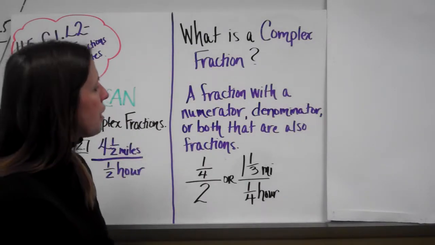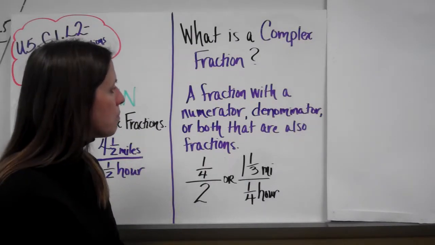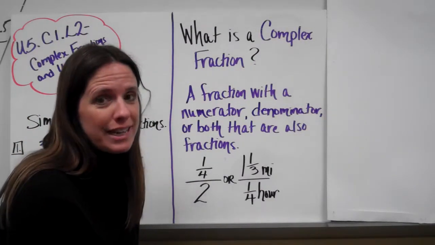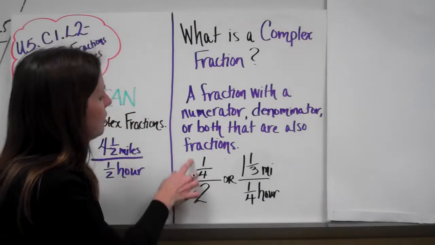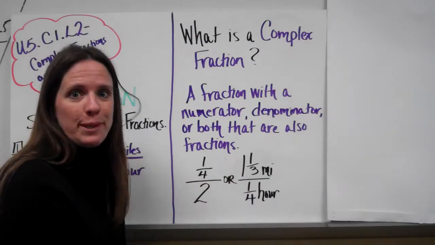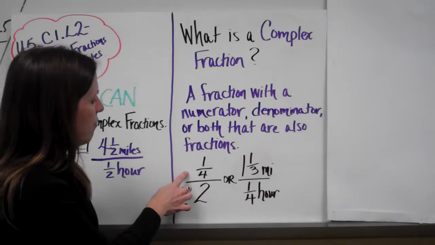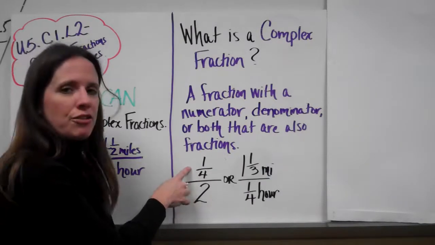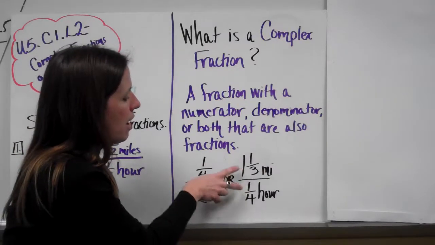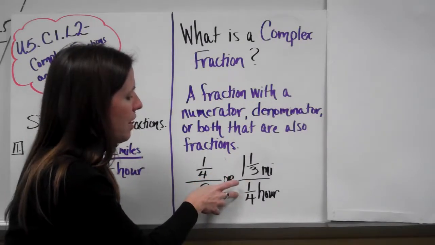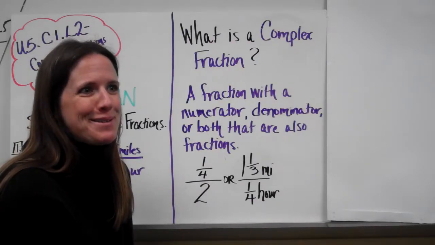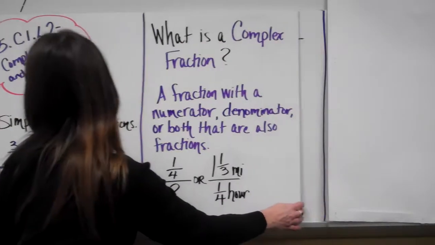A complex fraction is a fraction with a numerator, denominator, or both that are also fractions. So fractions within fractions. You didn't think fractions could get any messier. Well, guess what? They are. You can have a fraction in the numerator, one in the denominator, or in both places. In this first example here, I have 1/4 over 2. We have a fraction in the numerator. And in this one here, I have 1 1/3 miles over 1/4 of an hour. I have a mixed number and a fraction, one in the numerator and one in the denominator. So let's look at how we would go about solving problems like these.